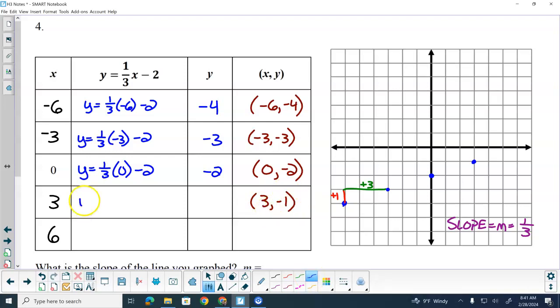Check it. Y equals 1/3 times 3 minus 2. 1/3 times 3 is 1. 1 minus 2 is negative 1. Checks out. I could do a rise of 1 and a run of 3. 1, 2, and 3. Go through that point right there. That would be 1/3 times 6 is 2. Minus 2 is 0.